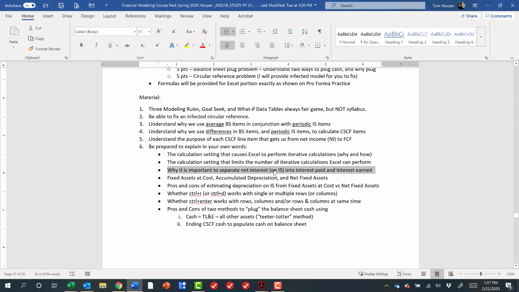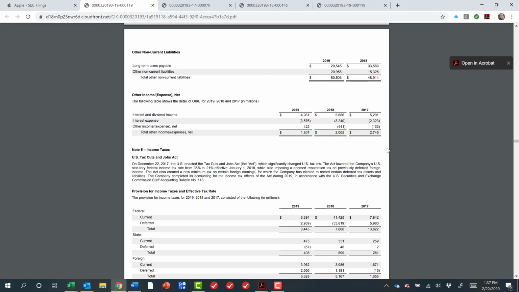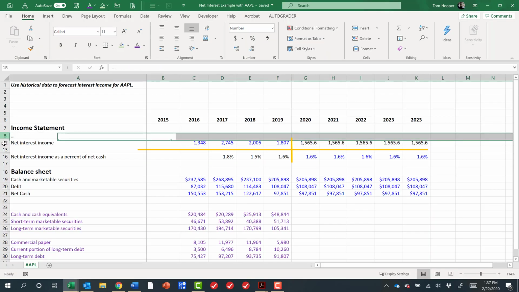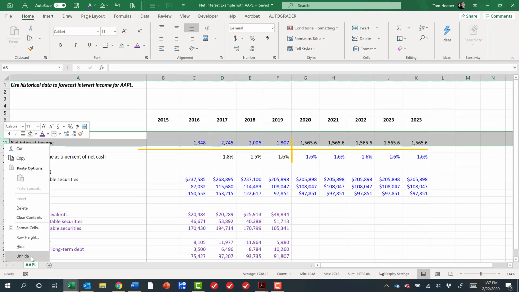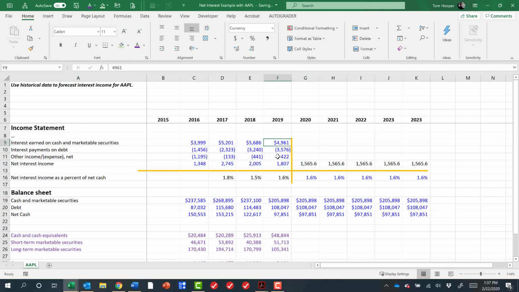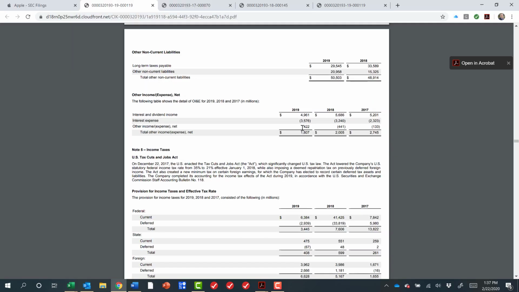Why is it important to separate net interest into interest earned and interest paid? If we did that, our 1807 would get broken into 4961 and 3576. And again, I'd like you to ignore this extra miscellaneous stuff. Let's do that here. Let's unhide these two. Break that 1807 into 4961 and 3576. Make sure I got those numbers right. I did.